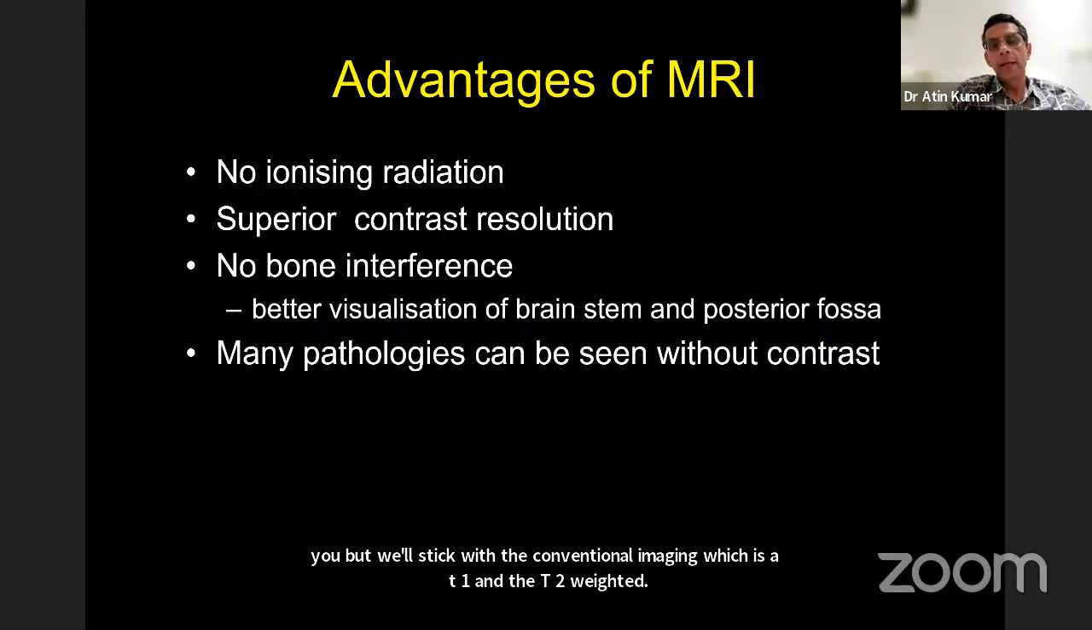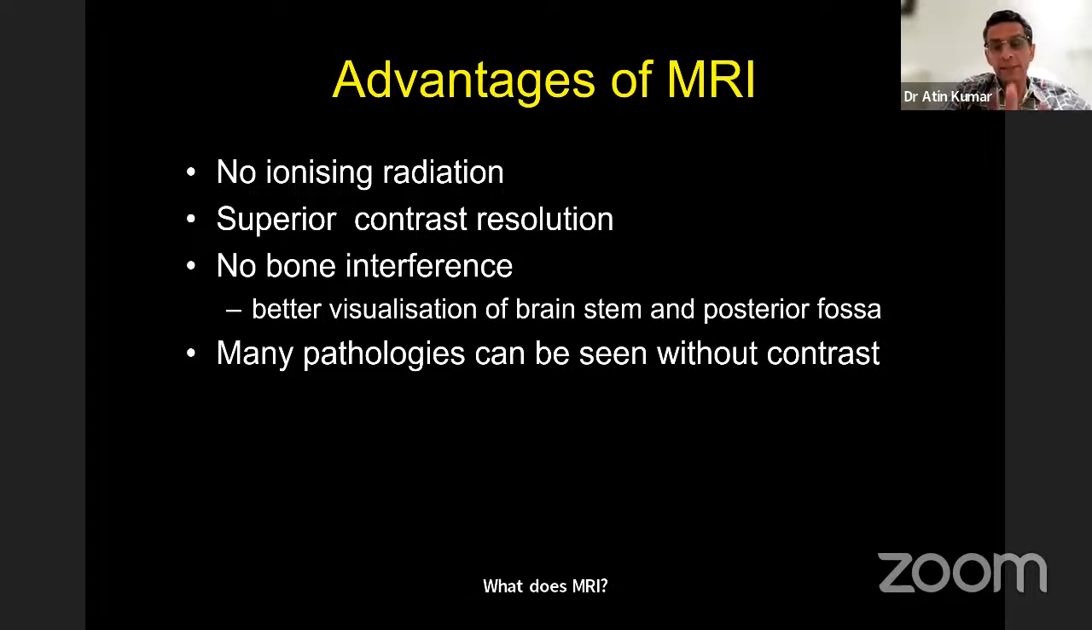What does MRI involve in terms of physics? MRI does not involve any radiation. X-rays involve radiation, CT scans involve radiation, the same radiation but in a different strength with a different physics and different detector. But in MRI, there is no radiation at all. It depends upon a strong magnetic field which we apply.